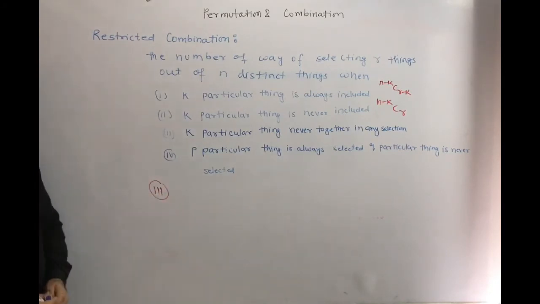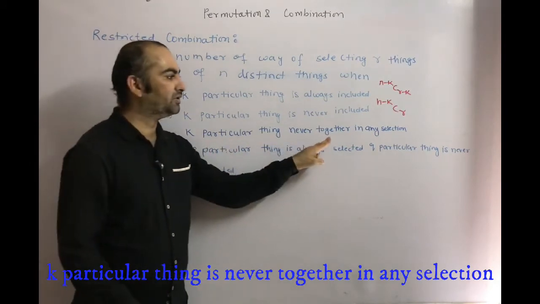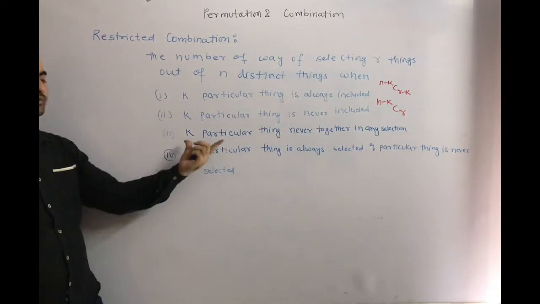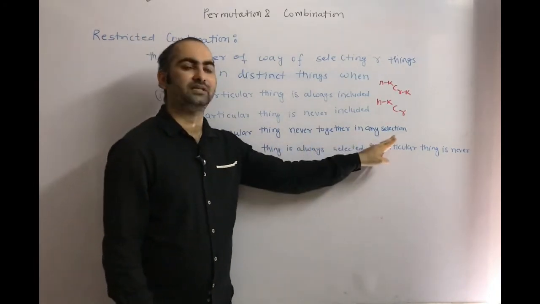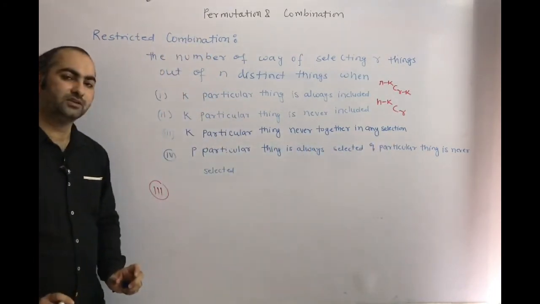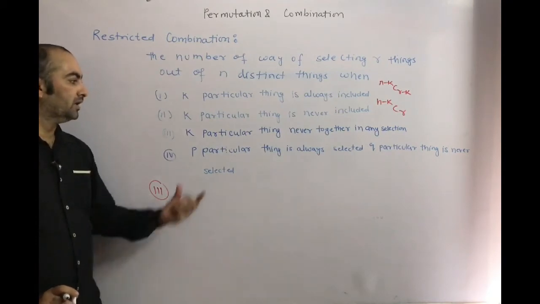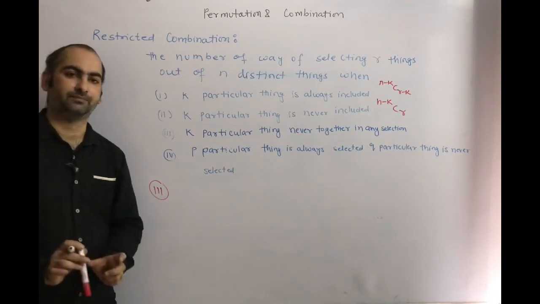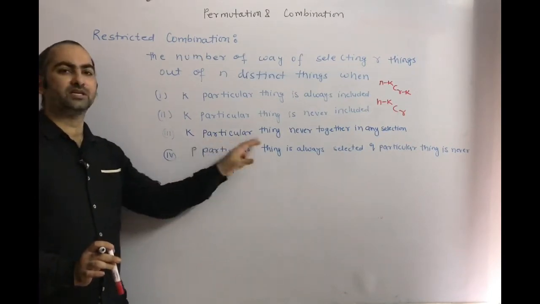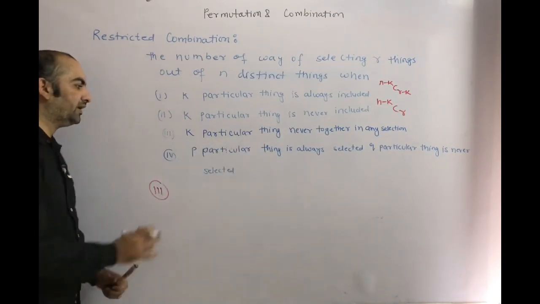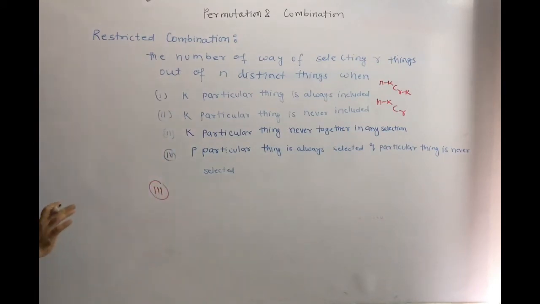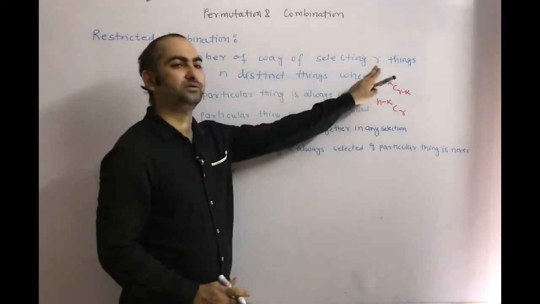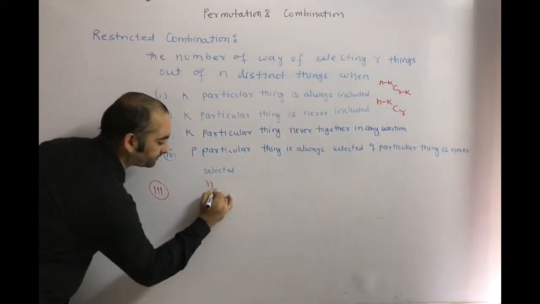According to the third point, we want that k particular things are never together in any selection. First we have to understand what is the meaning of k particular things never together in any selection. We have to select r things out of n things. If out of k particular things, k minus 1 particular things are coming, that is okay, but all k particular things coming, that we don't want. So for finding the third one, first we will find the total selection. Out of n distinct things, you have to select r things. So what will come? nCr.